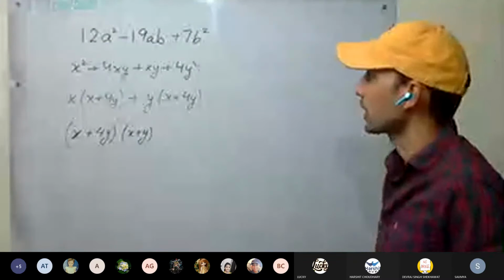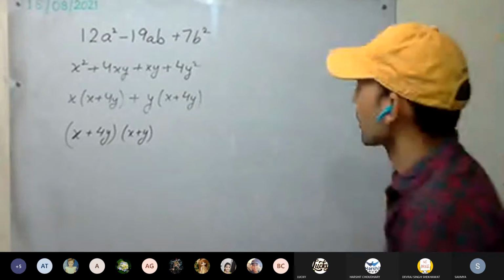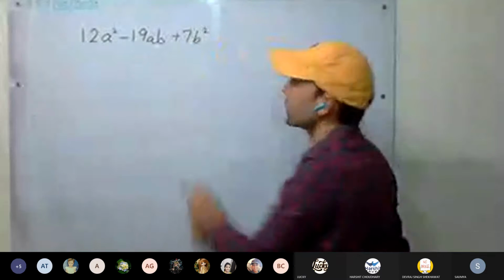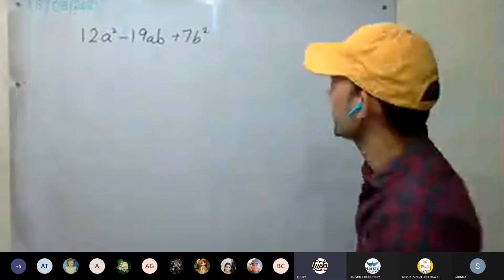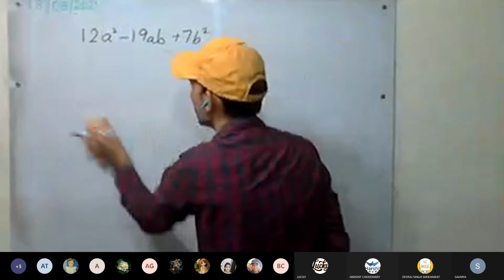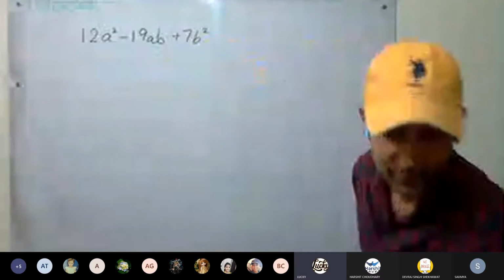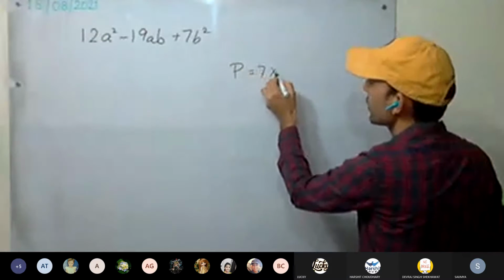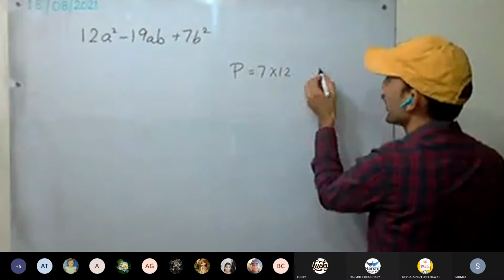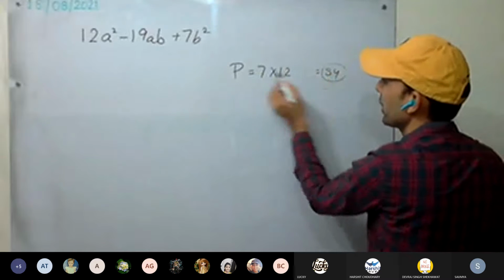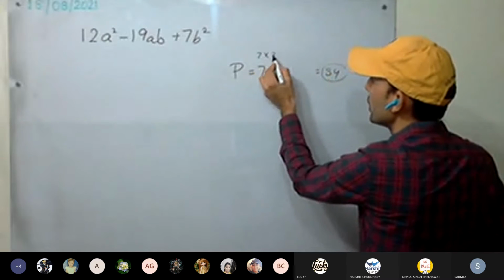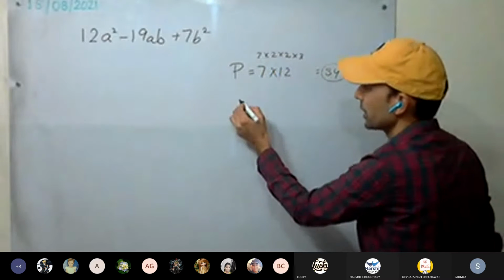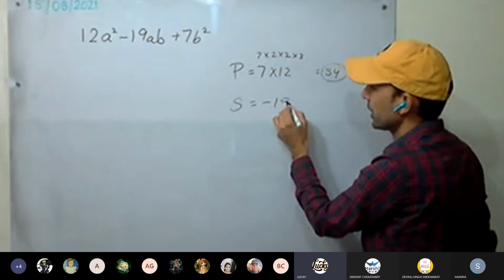Try it once, then I'll start. First, the product. What is the product? 12 into 7 is 84, but there is no need, we don't require it. It means 7 into 2 into 2 into 3. The sum is minus 19.